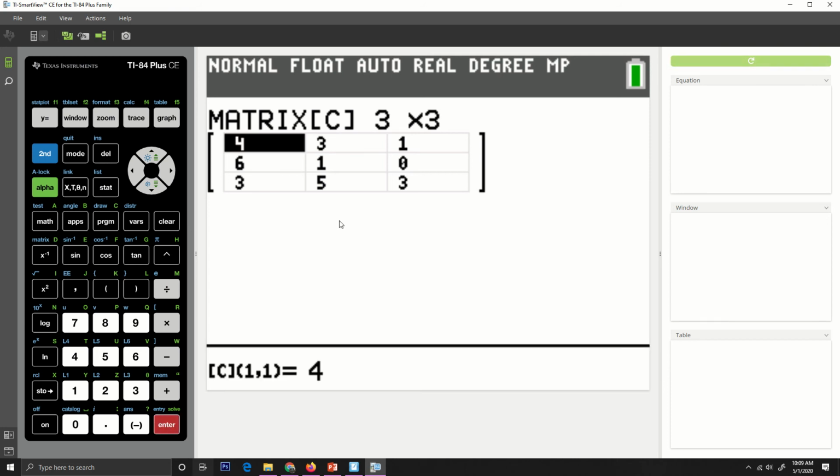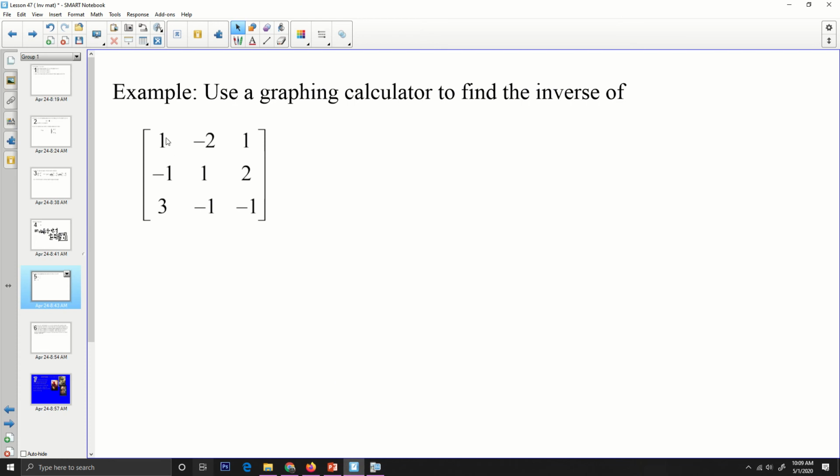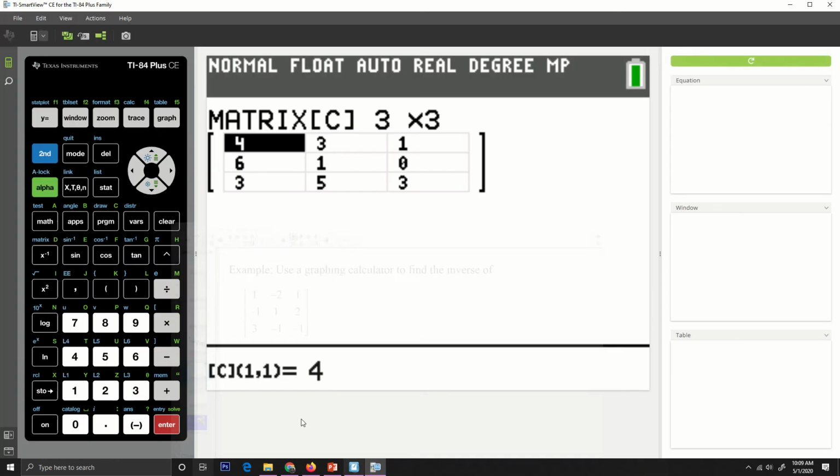Again, we want it to be a 3 by 3, so we're going to hit enter for both of those, and we get those rows. So it's 1, -2, 1. And then let's see here.